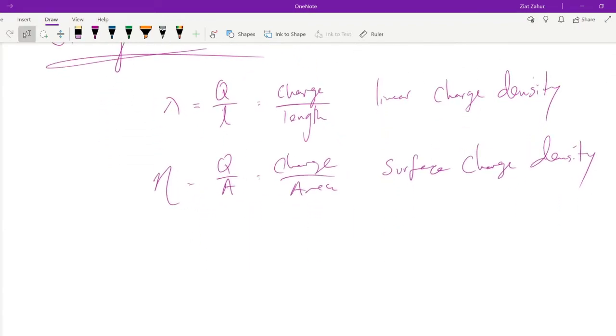And volumetric charge density is theoretically possible. So rho, we're still using rho. You just have to understand it contextually. Are they talking about volumetric mass density, or are they talking about volumetric charge density? Q per volume. But it's not as common. Absolutely, it's not as common.